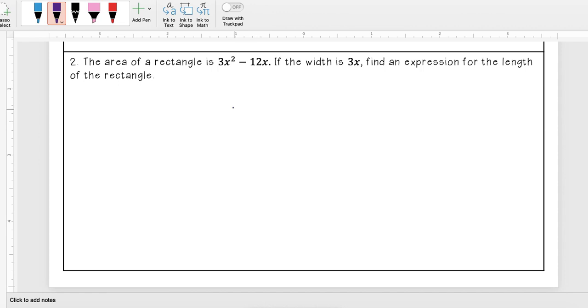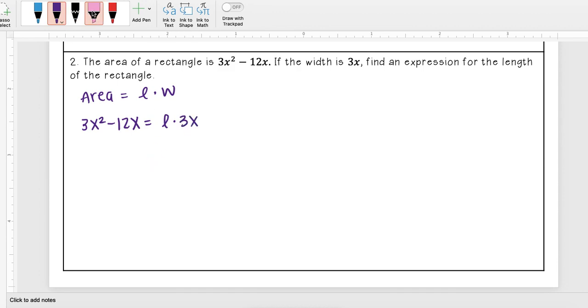Okay, for this next one, it says that the area of a rectangle is 3x squared minus 12x. If the width is 3x, find an expression for the length. Well, I know that the area is just length times width. So I'm going to plug in the information I know into this formula. Well, I know my area is 3x squared minus 12x. I'm looking for my length, but I know that my width is 3x.